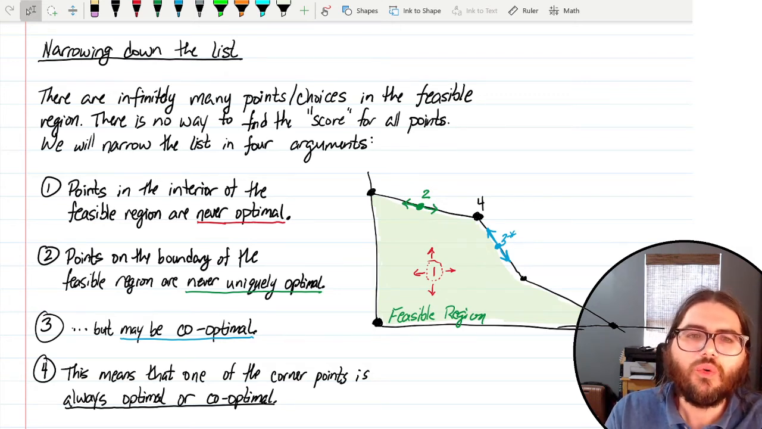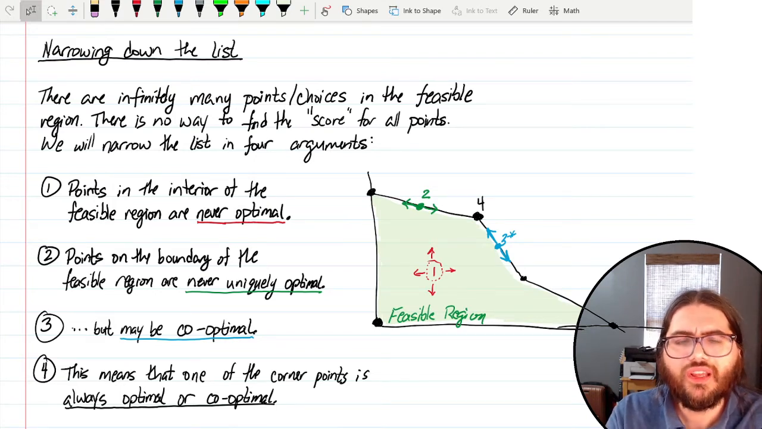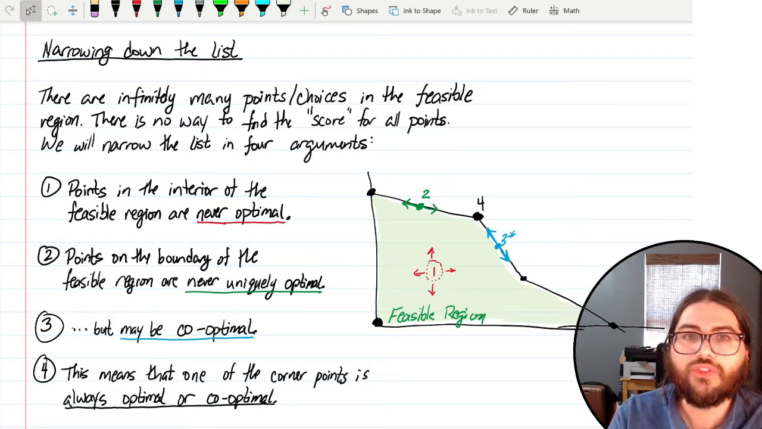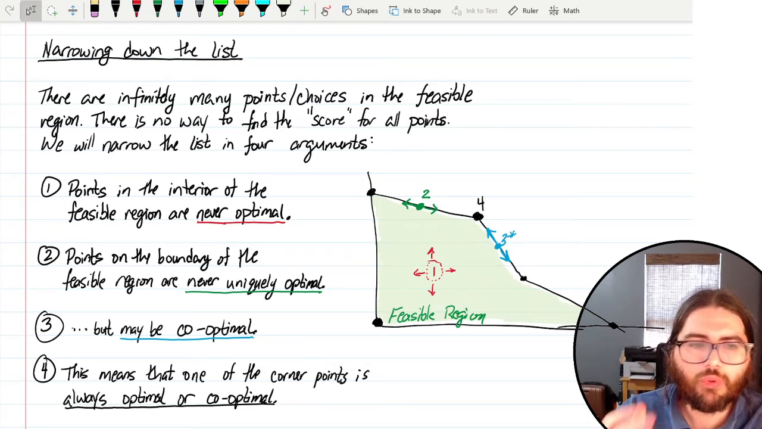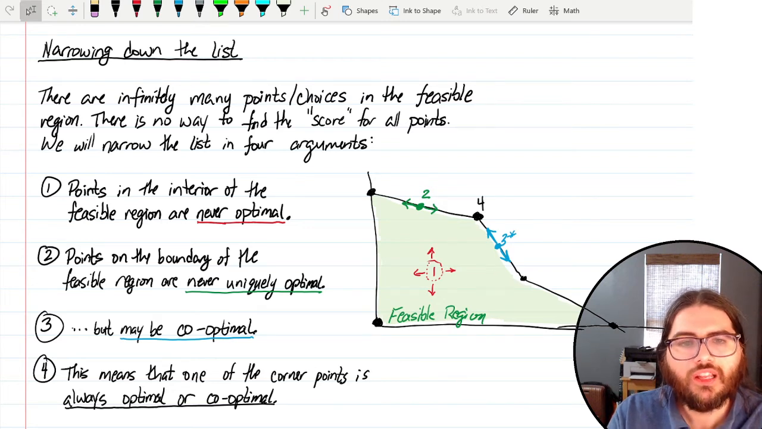So even though I have a way to choose between two different points, that doesn't give me a lot of insight yet, because remember, there are infinitely many points in this feasible region. I've drawn you just a generic feasible region here, and there are many points inside of it. I'm not going to pick every single point inside of it and assign every single point a score. So I need a way to narrow down this list.